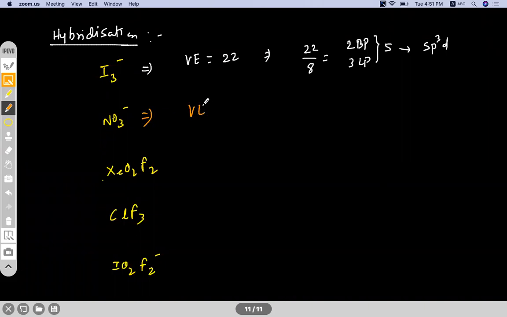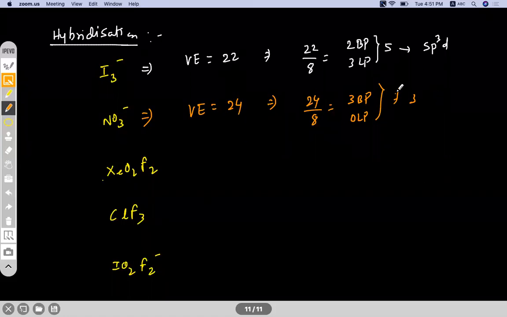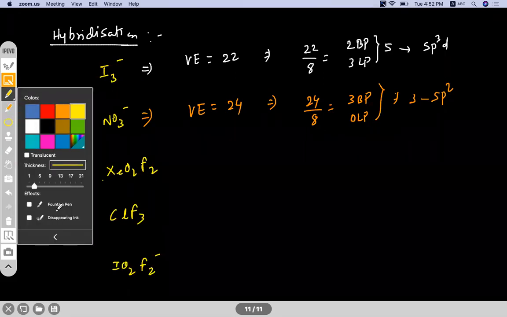NO3 minus valence electron. Is it 24? Yeah. So then 24 divided by 8, so we have 3 bond pair and 0 lone pair. So it is sp3d. Sorry. It is 3, so it is sp2. Geometry is trigonal planar. Yes. Geometry is trigonal planar. Next.